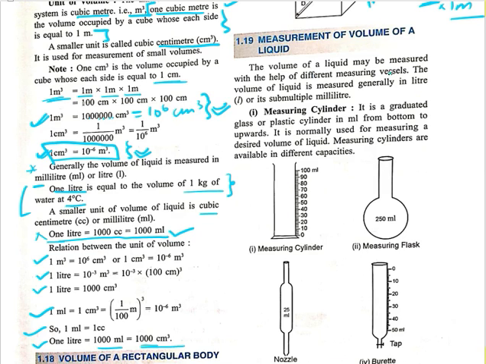Here, the volume of a liquid may be measured with the help of different measuring vessels. You can see it in some instruments when you buy them; some markings are there, 0.5 liter, 1 liter, 1.5 liter, like this. The first is our measuring cylinder. You can see this measuring cylinder in the lab. You will see the measuring cylinder like this.